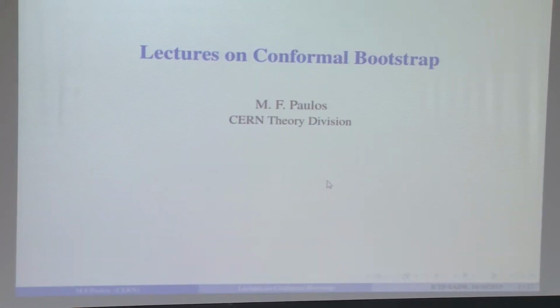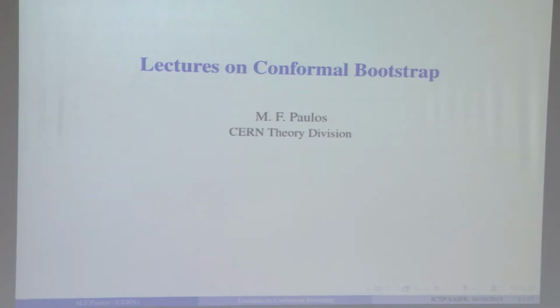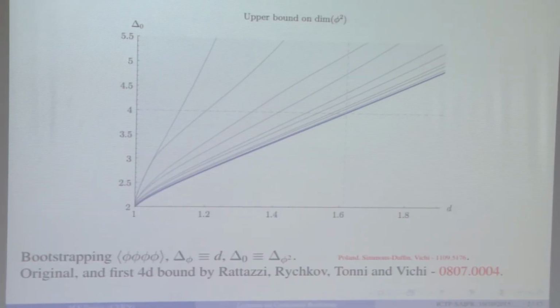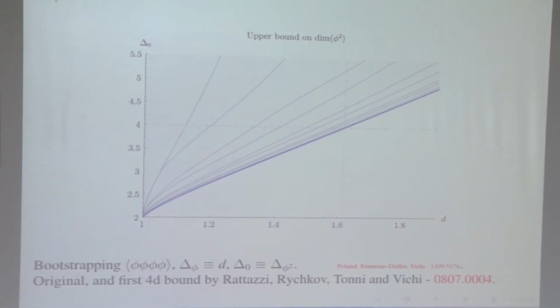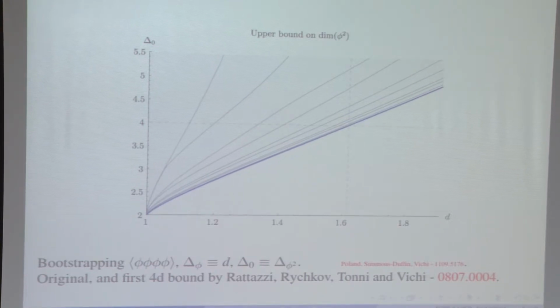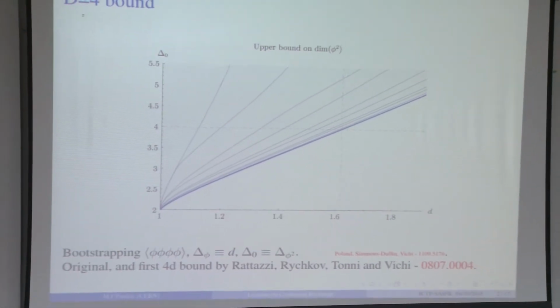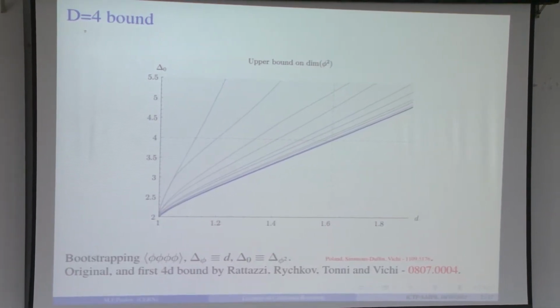So now I just wanted to give you a small sample of some of the things that have been done with these techniques. So obviously, I showed you something in one dimension, but the Bootstrap doesn't care about space-time dimension. So let's do a bound in d equals 4. The original Bootstrap bound was done in d equals 4. The plot was not this. It was a bit less constraining.